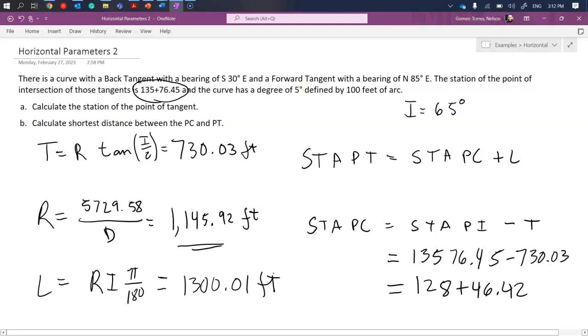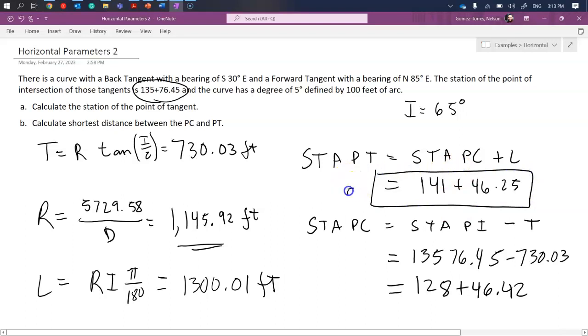So we want the station of PT, we have the PC, we have L. We can certainly calculate that now. I'm just going to put in the numbers and write the final answer, same as we did with the PC. The result is going to be 141 plus 46.25. That's going to be the station of the PT, the point of tangent. That is the answer to question A.